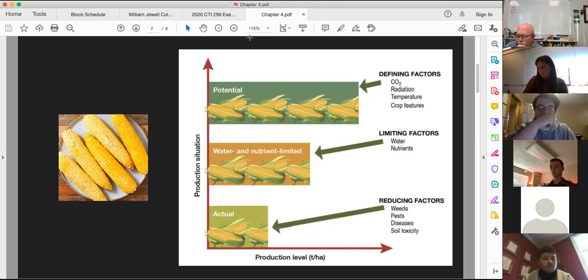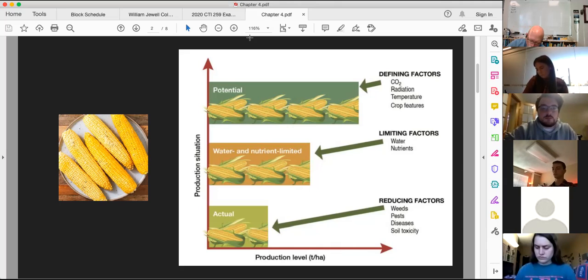Secondly, the limitations of water and nutrients can be reduced by enhancing the efficiency with which water and nutrients are captured and used for crop growth. So basically with the GMOs, it can reduce the water and nutrient effects on the potential yield. And finally, the factors that reduce the yield can be mitigated by protecting crops from pests, including weeds, insects, and disease. So yeah. Next slide.